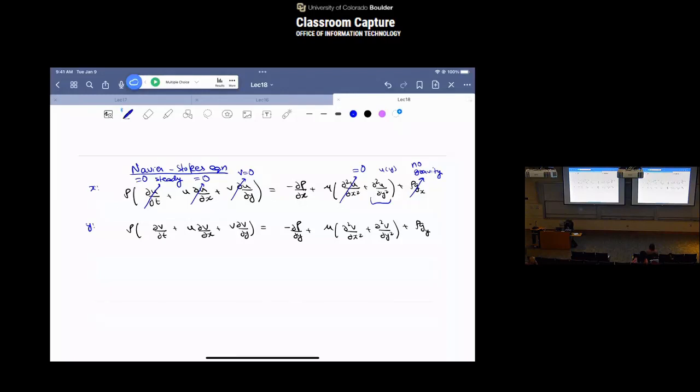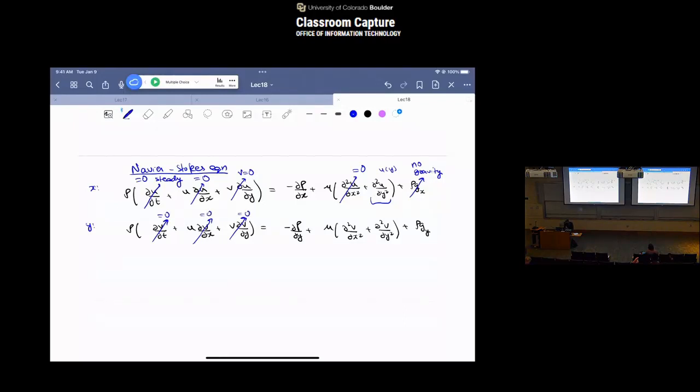Recall in the y direction, somebody had asked last time about the y direction component of the system. We showed it was 0 equal to 0, but let's see what it teaches us this time. Small v is equal to 0, so this goes away. Small v is equal to 0, so all of these are 0.